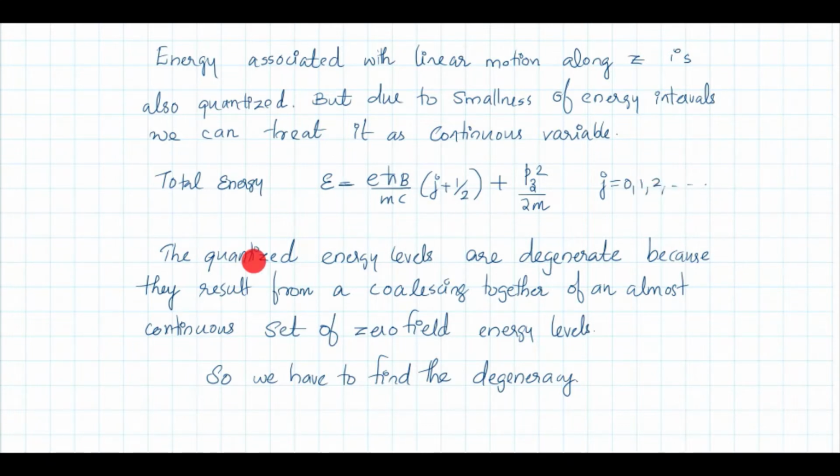Okay. Now, the quantized energy levels are degenerate because they result from a coalescing together of an almost continuous set of zero field energy levels. These quantized energy levels actually formed from a coalescing of a large number of zero field energy levels. So there will be some degeneracy. I will explain this concept.